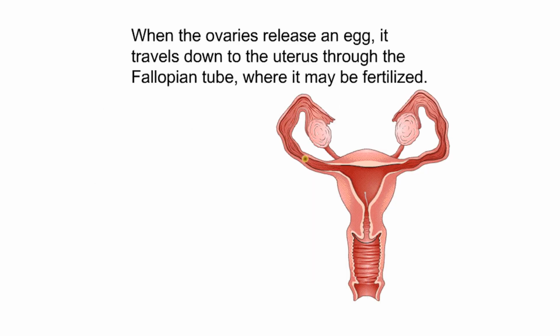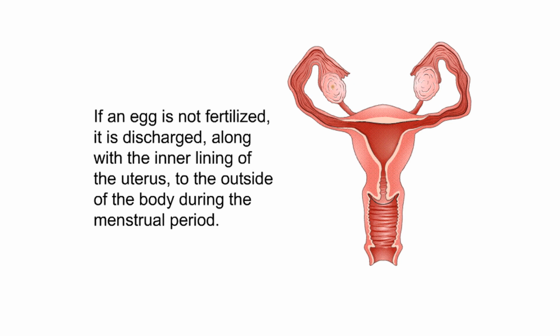When the ovaries release an egg, it travels down to the uterus through the fallopian tube where it may be fertilized. If an egg is not fertilized, it is discharged, along with the inner lining of the uterus, to the outside of the body during the menstrual period.